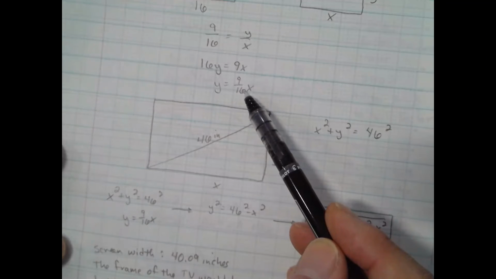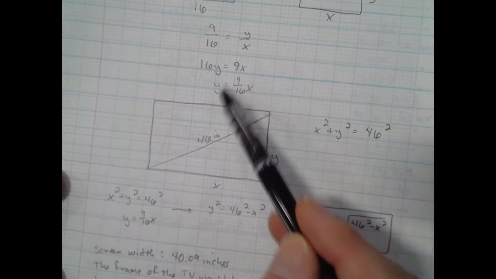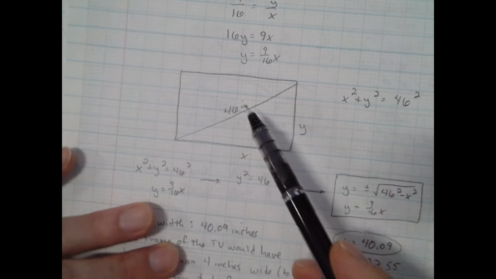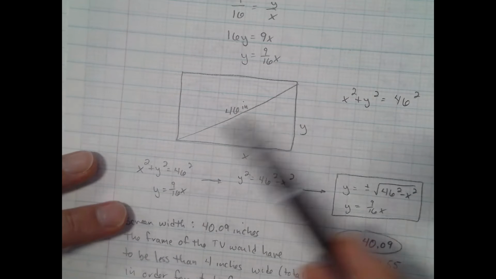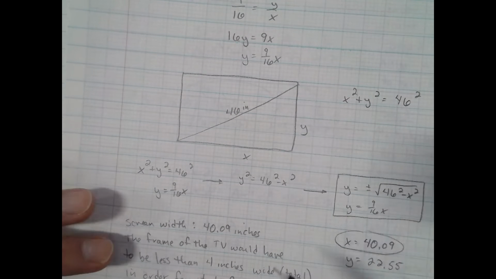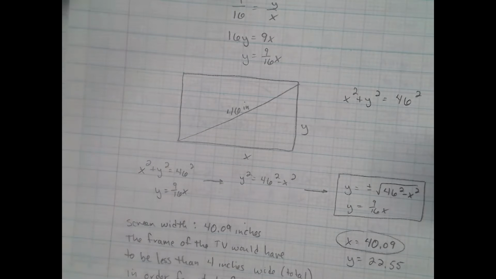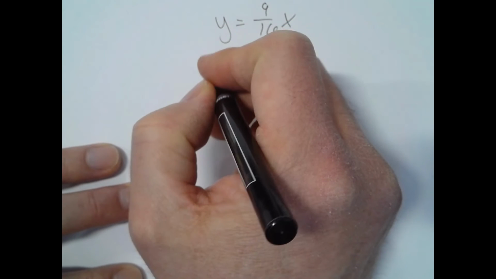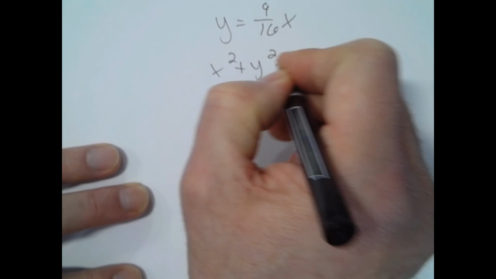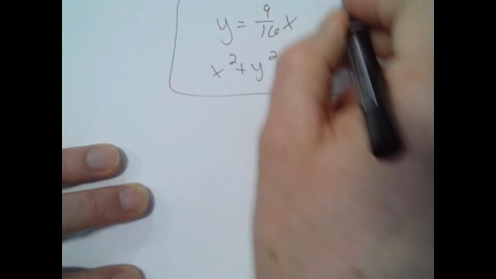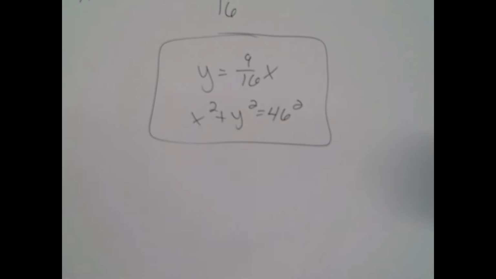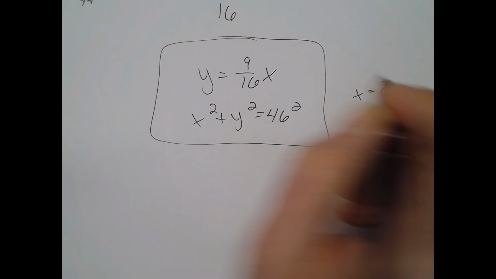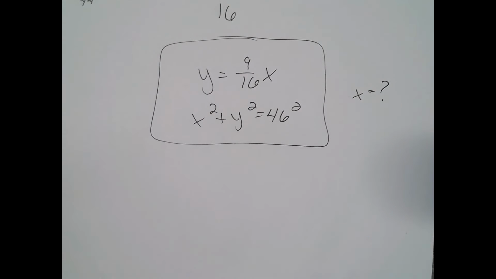So I have two equations. I've got one that it has to be in the 16 by 9. That gives me that equation. And I have the other scenario that the hypotenuse has to be 46 inches. And we're trying to find the width of that TV. X squared plus y squared equals 46 squared. Okay, so right now, y equals 9 over 16 x, and we have x squared plus y squared equals 46 squared. I want you to solve that system. You can use your calculator and find how wide is the TV. I'll give you a couple minutes to do that.